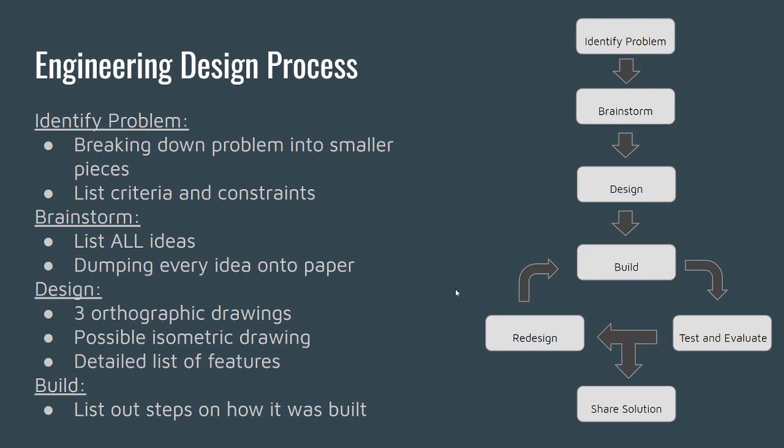So we do this by drawing our 3 orthographic drawings. We want to label those. We want to put as many features and try and make it all to scale. And there's also the inclusion of an isometric drawing, which is the sort of 3D trippy looking one. That one, he doesn't usually make us do this one, but that one is also there and would be part of the design process. The next step is to build.